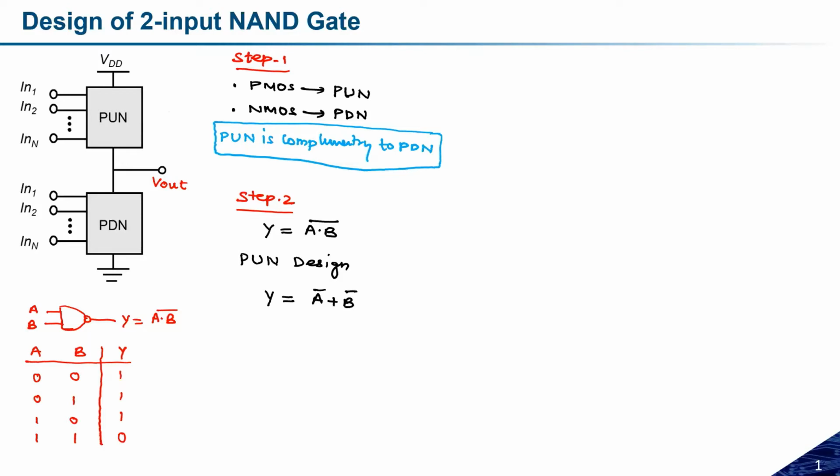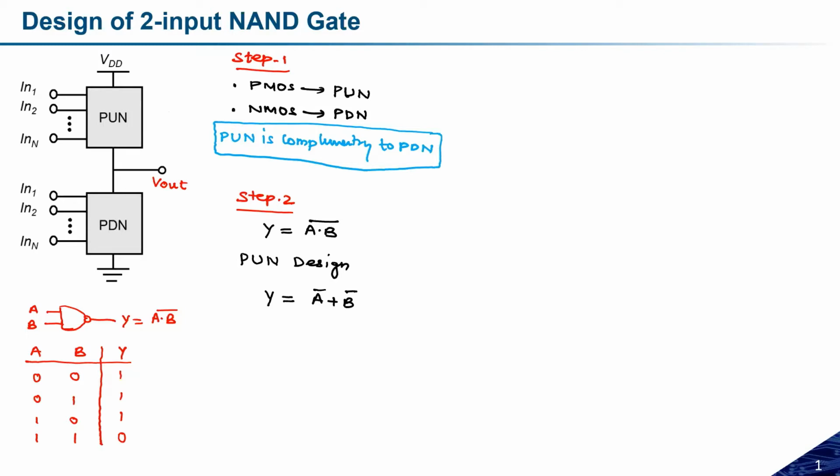This is just simply what I have done. I have just applied De Morgan's theorem. We know that the complement of the product is equal to the sum of the complements. Okay, so this is what the Boolean function is. So this is the first step which we need to do.